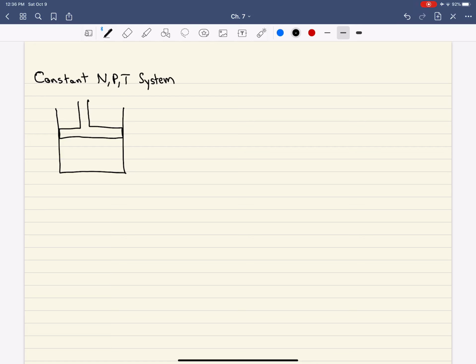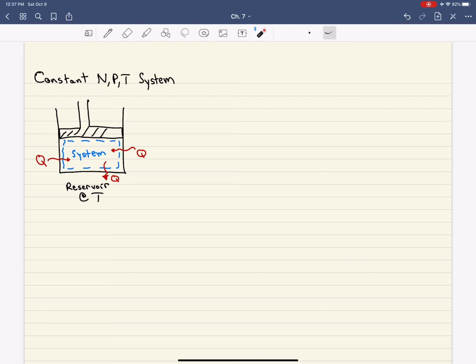Where your system is inside the piston cylinder. Outside the piston cylinder is some sort of reservoir at temperature T. There's heat transfer between the reservoir and the system, and it can be in either direction.